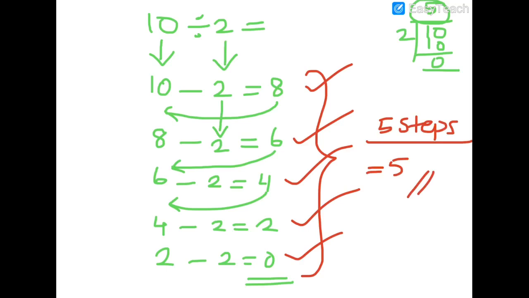That means 5 is the answer. Okay. So check on that. Here also 5, here also 5. That means your answer 5 is exactly matching. So we can divide any number by repeated subtraction of the same number.